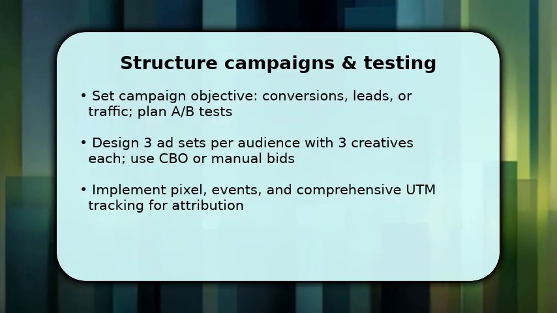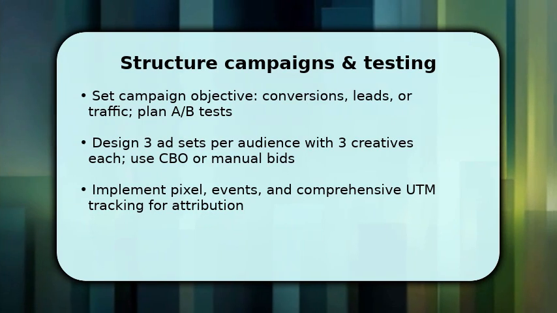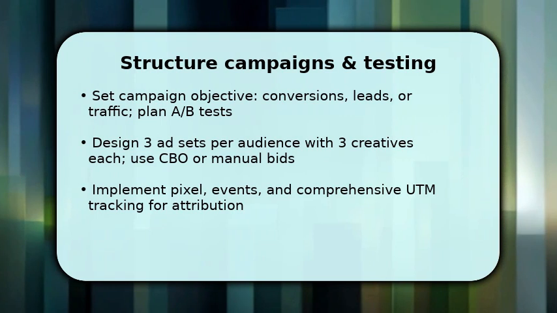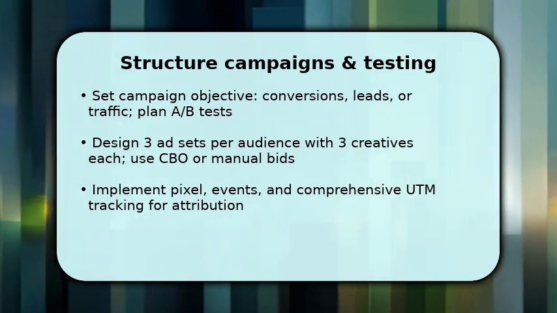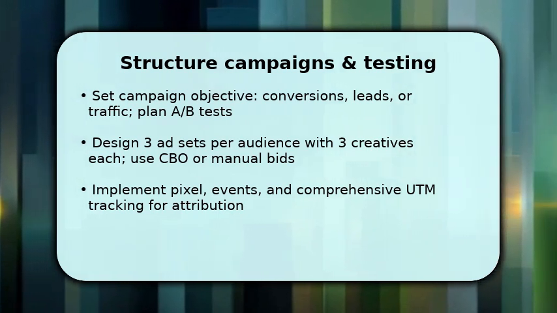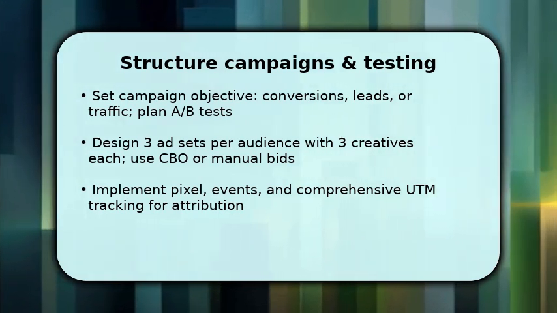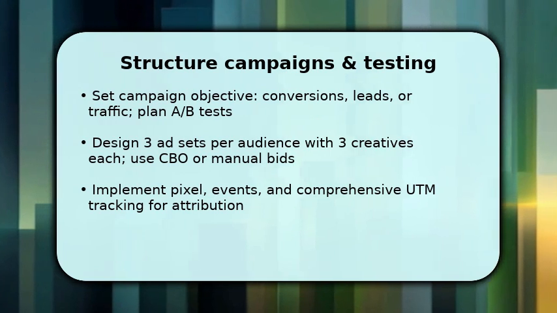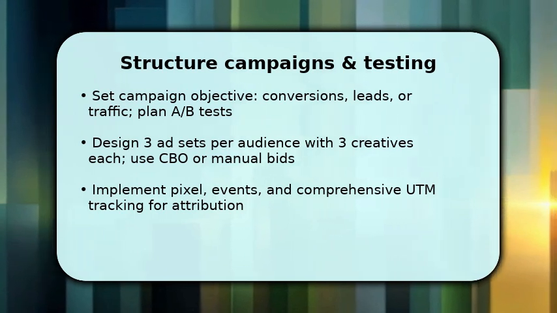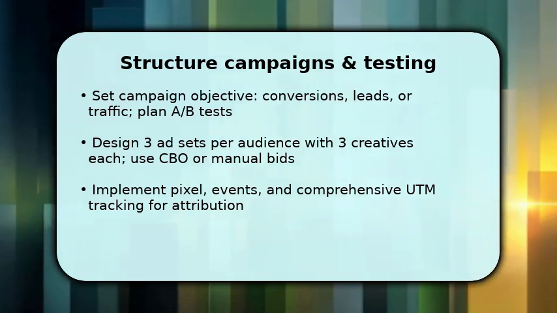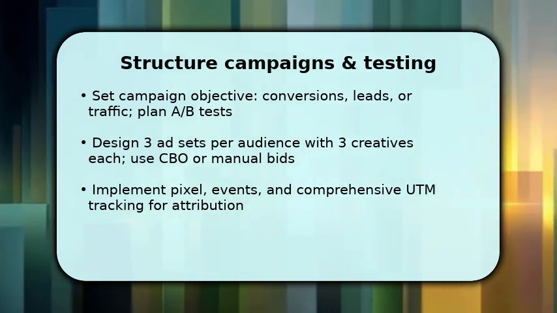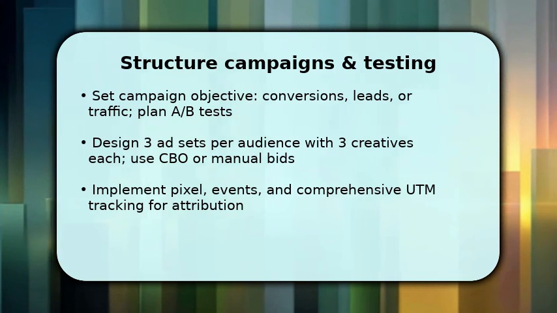You now map a testable structure to gather learning quickly. Start with a clear objective, conversions for direct sales or leads for nurture, and split audiences into focus segments. Then create 3 ad sets per segment and 3 creative variations each to avoid underlearning. This balances exploration and spend. Once set, install the pixel and events accurately, and add UTM parameters so analytics match ad reports. Make sure to schedule a 7-14-day learning window before major optimizations to preserve statistical significance.